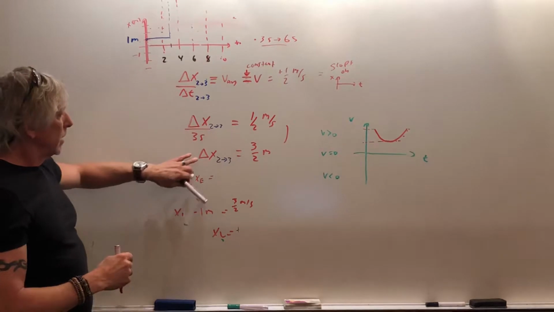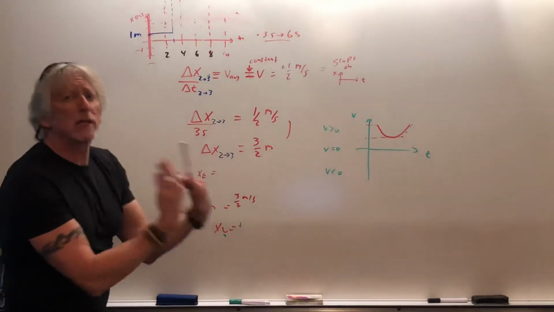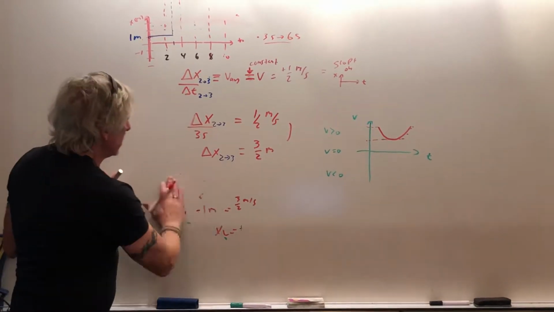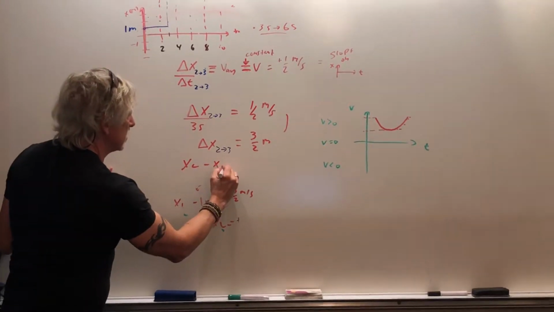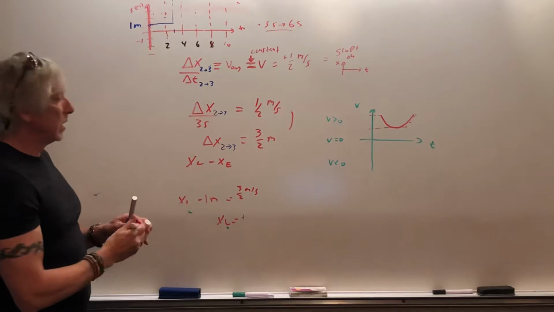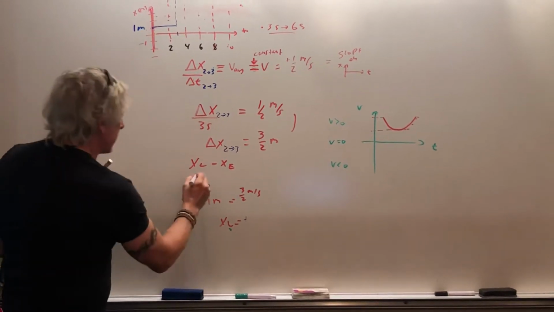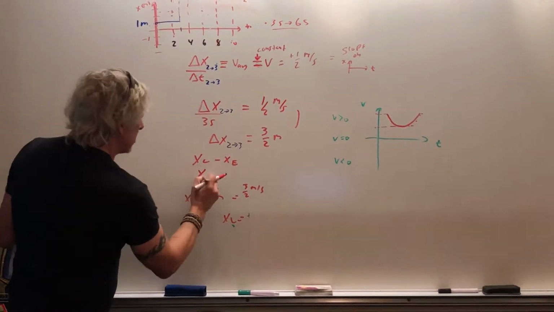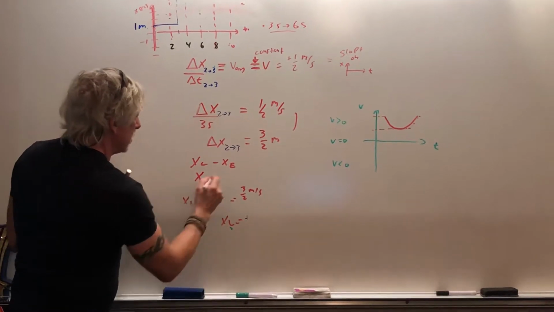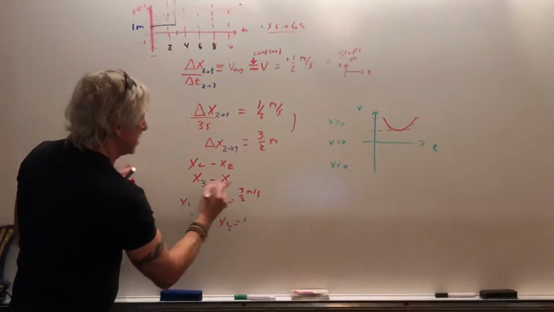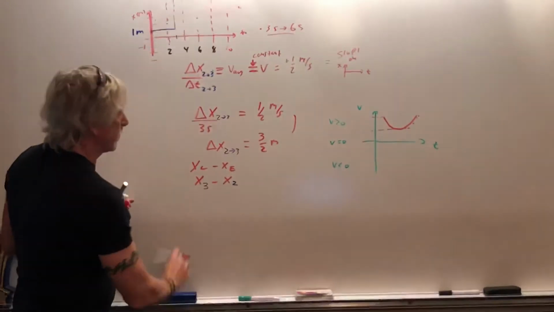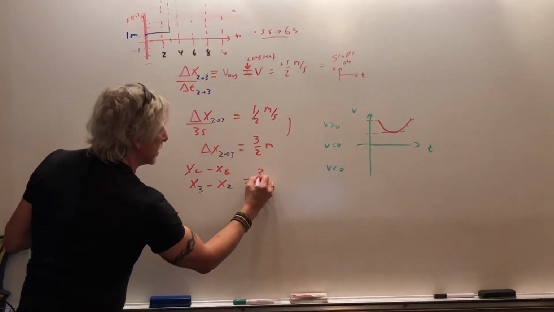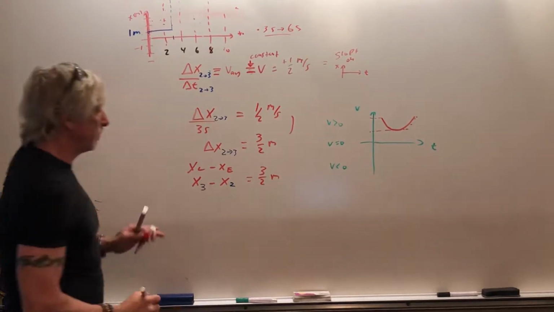Now I could say, well, what's displacement? Let me write that out even more detailed. Well, displacement is x later minus x earlier. In this case, I've got x3 minus x2. And that's equal to 3/2 of a meter.